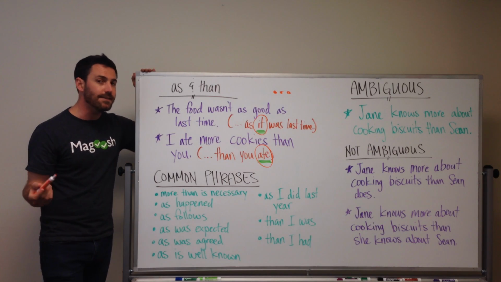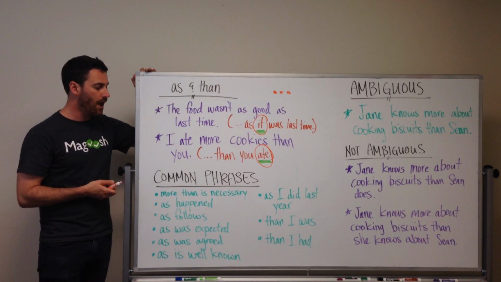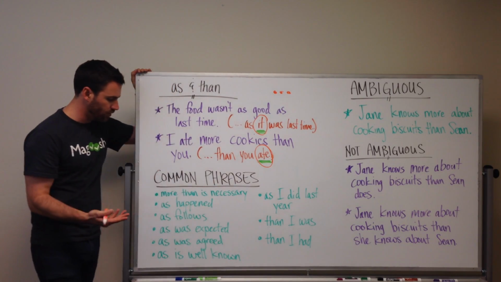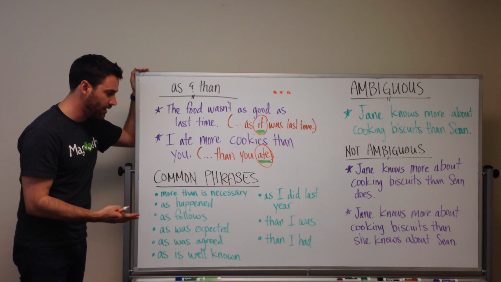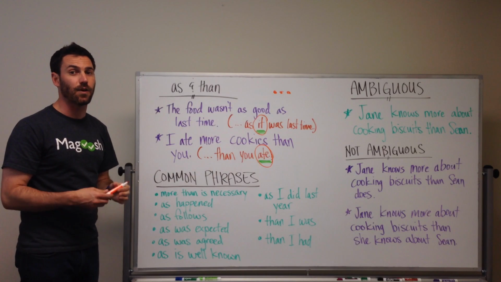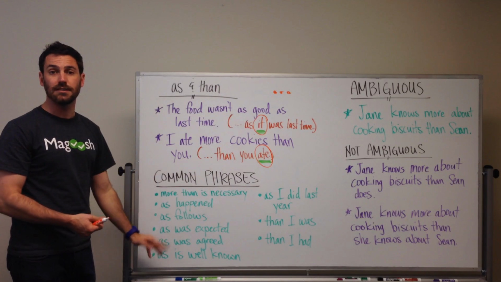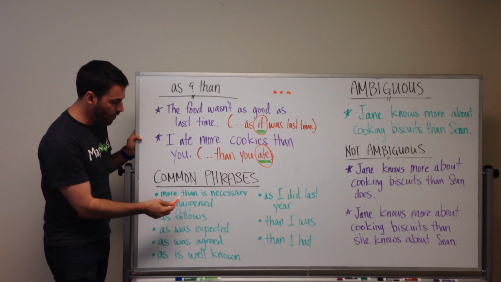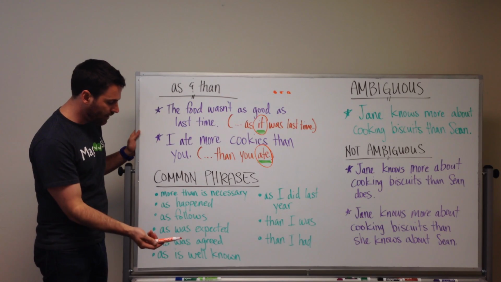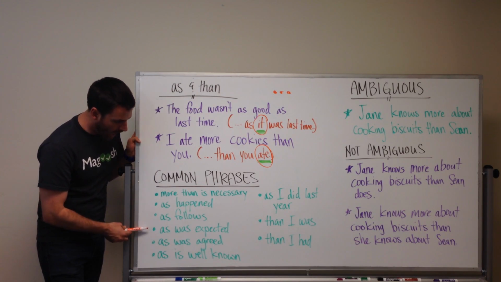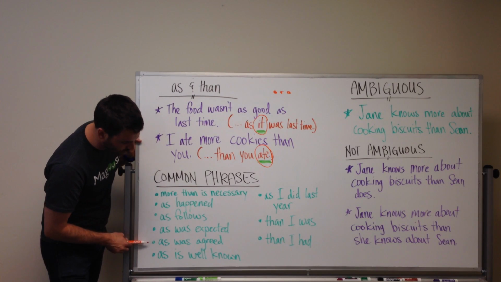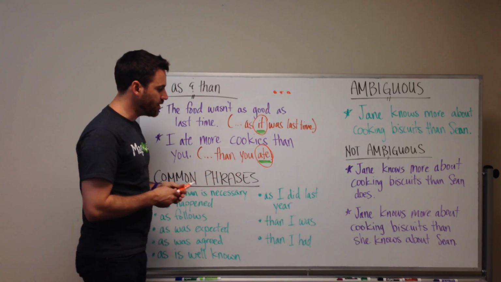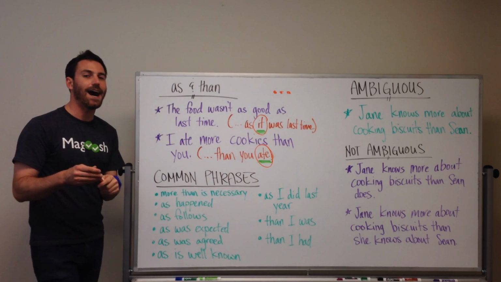So there are some common phrases out there where we do tend to remove words. So it's good to know these. I listed them here. Some include dropping the verb, some include dropping the subject. Obviously, I couldn't write complete sentences for all of these, but I'll just read through these so you can write them down. And as always, probably easier just to pause and then write them down. So: more than is necessary, as happened, as follows, as was expected, as was agreed, as is well known, as I did last year, then I was, then I had.